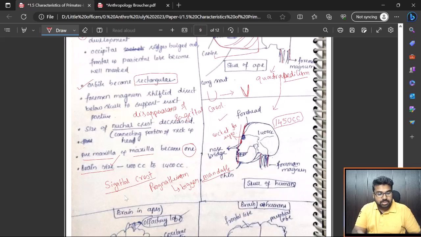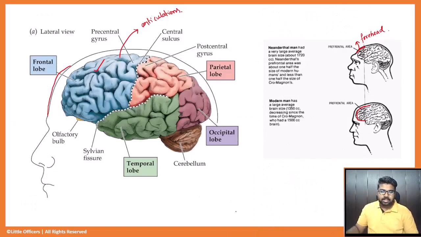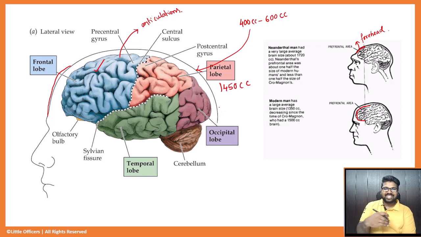And obviously the brain size increased, and with the increase in the brain there are also certain changes. Let's look at those changes. See, earlier the brain was 400 cc to 600 cc in the apes. Now that has increased enormously to 1450 cc. This increment in the brain we started seeing very clearly from the times of Homo erectus. By the time of Homo erectus, the brain size was around 700 cc. From there, it went on increasing.